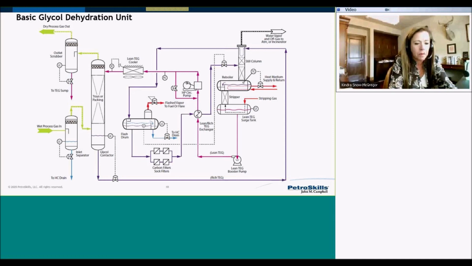Here is my wet process gas coming in. The first thing I do is send my process gas through an inlet separator. What I'm trying to do is remove any free liquids, like liquid hydrocarbons, produced water, drilling fluids, any type of contaminant that might be in that natural gas stream. I'm hoping to drop that out in the inlet separator, and then my gas flows on into my glycol contactor. This contactor is filled with either trays or packing, a mass transfer device where I can flow a liquid down the column while my gas rises up through it, and they contact one another with, I hope, effective mixing.